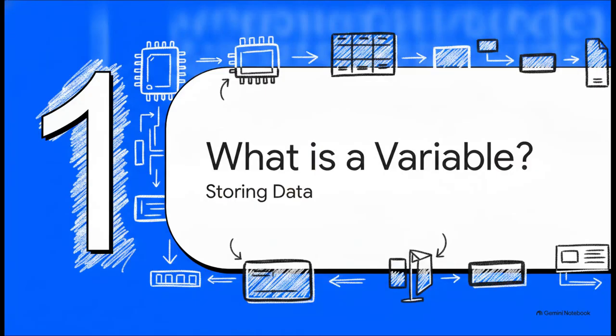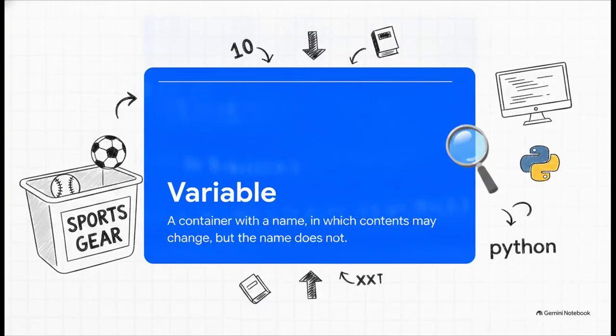All right, let's get into Section 1. What is a variable? By definition, a variable is a container with a name where the contents might change, but the name or the identifier does not. Honestly, just think of it like a physical storage bin or a box with a label slapped on the outside. Imagine you have a plastic bin in your room and you write sports gear on the label. That label on the outside, the identifier, never changes. But what you actually toss inside the box can change all the time. One day it's holding a baseball, the next day maybe a soccer ball.